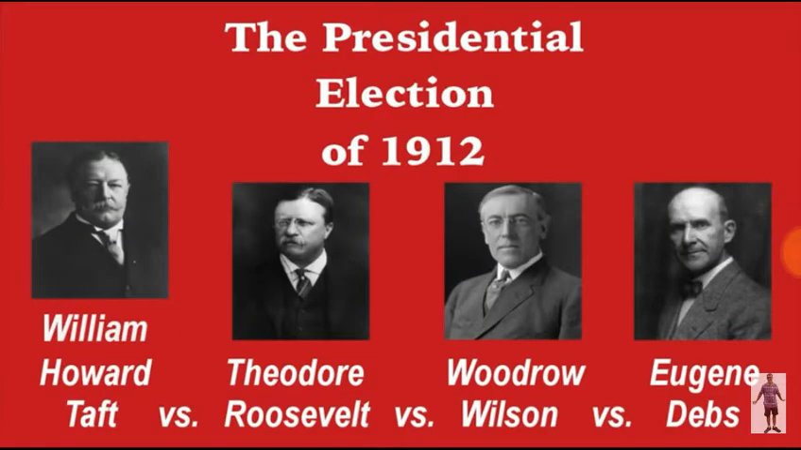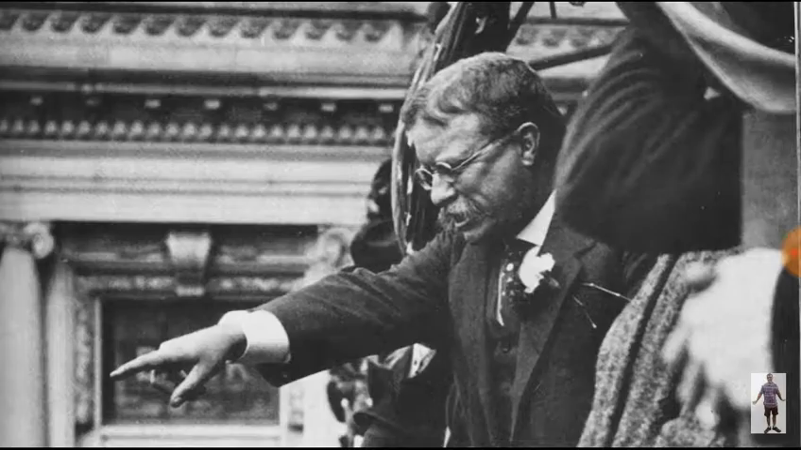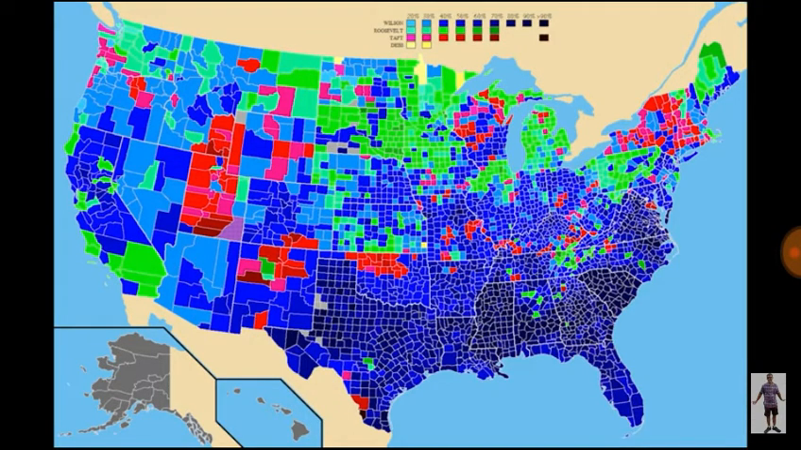This election marked the only time since 1860 in which 4 different candidates each got more than 5% of the popular vote. Also, it was the only election in which a third-party candidate did better than one of the major parties. Again, now look at this map.